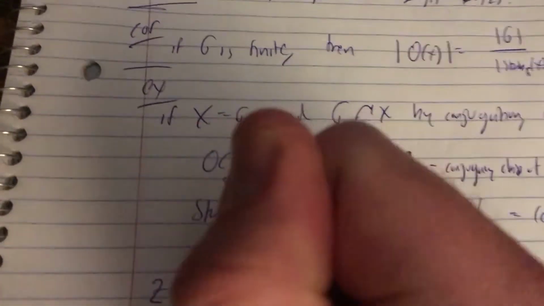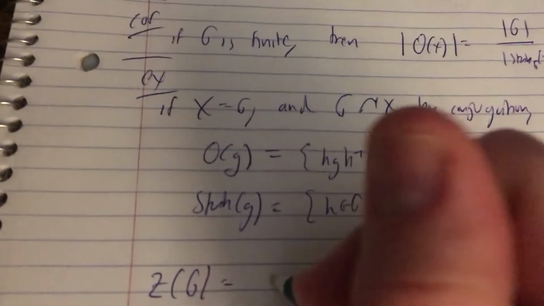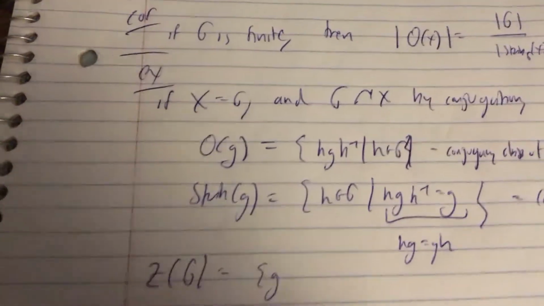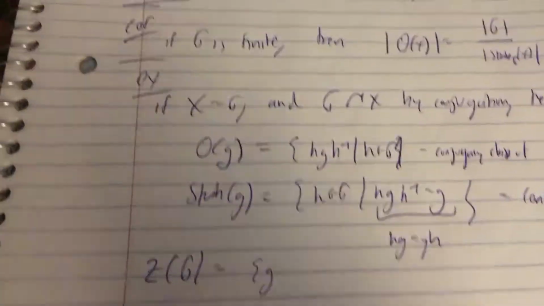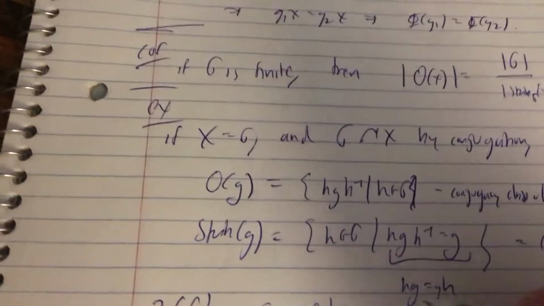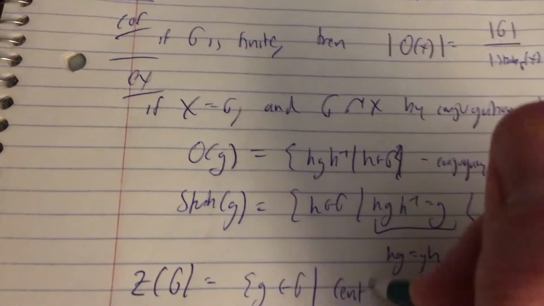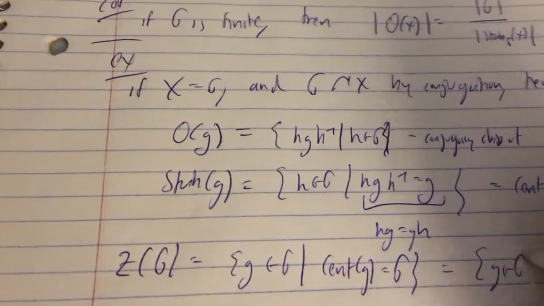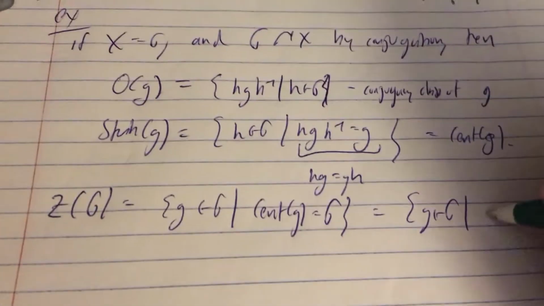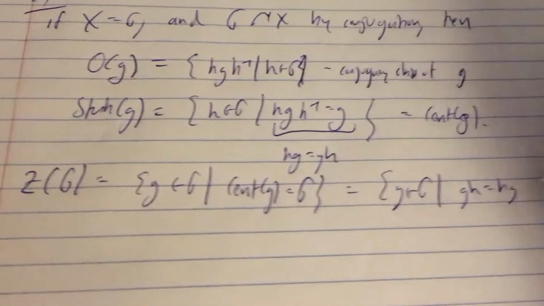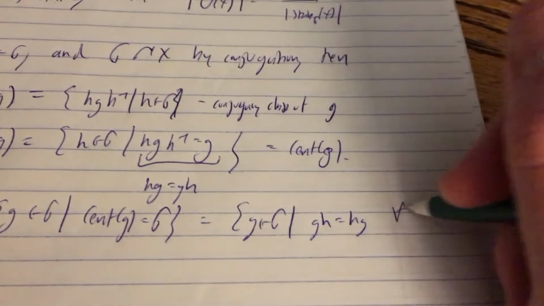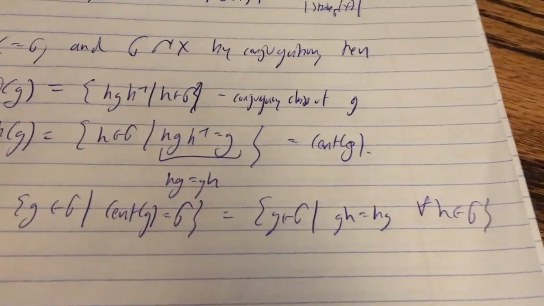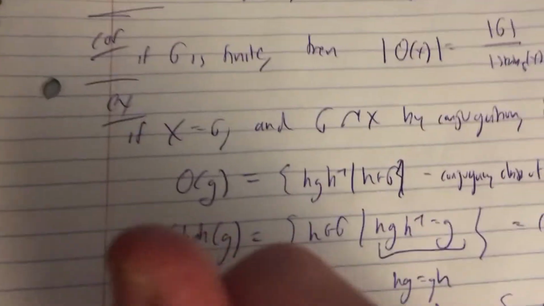So the center of G is precisely, so this Z comes from the German word for center, the set of g in G such that the centralizer of g is all of G. So this is the set of g in G such that gh equals hg for all h in G. So this is called the center. I'll write that in English below it.